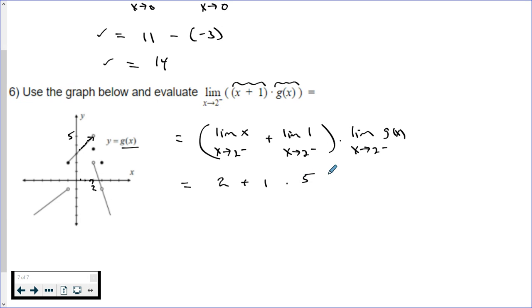And if I wrote that, my order of operations is all screwed up, right? I can't forget these parentheses. 2 plus 1 is 3, times 5 is 15. That's my final answer. All right, so that's just messing around and doing some limit property and fundamental questions.